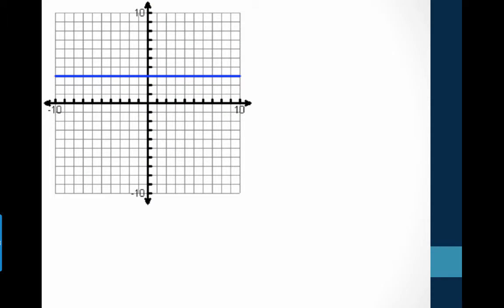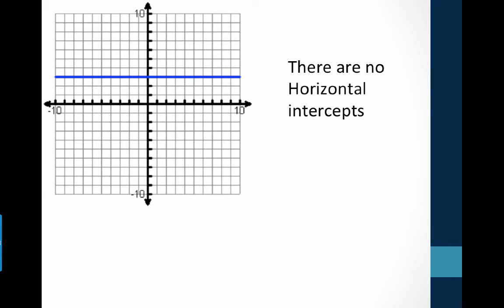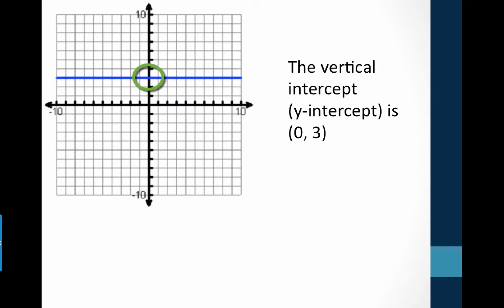Here we have another line, and we can see that it doesn't have any horizontal intercepts, so none there, but it does cross the vertical axis at 0, 3.